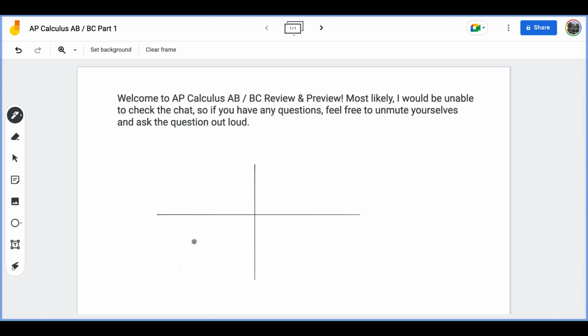Does this limit exist? So we have this function, but there's a hole at this point. Does it exist? The function doesn't exist at that point, but the limit does, because we don't care about what's at that point. We care about whether it approaches that point. Both one-sided limits agree, so yes, there is a limit.